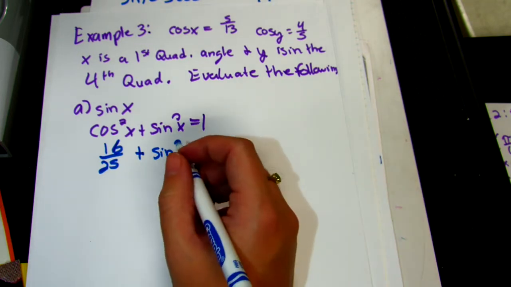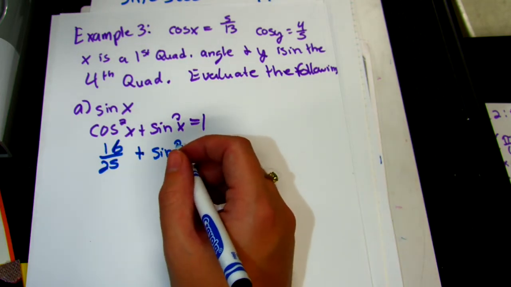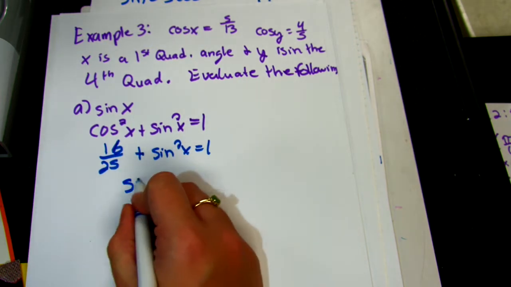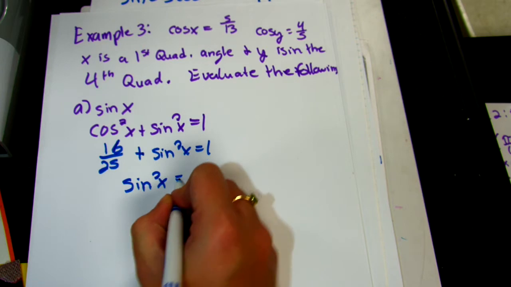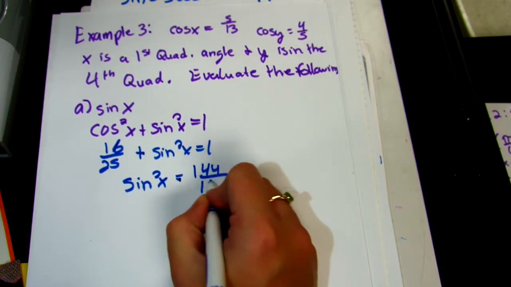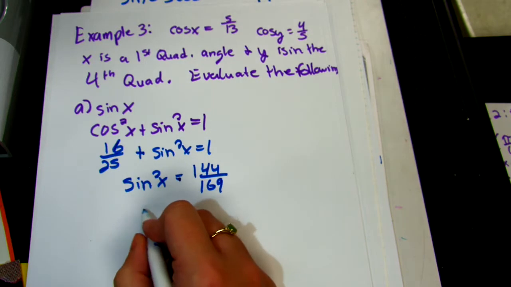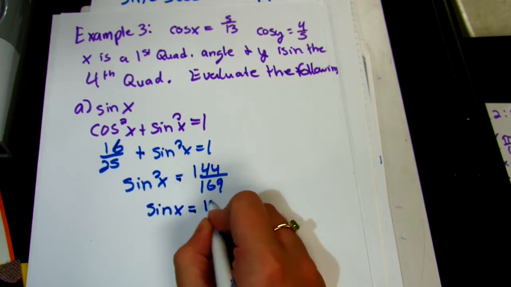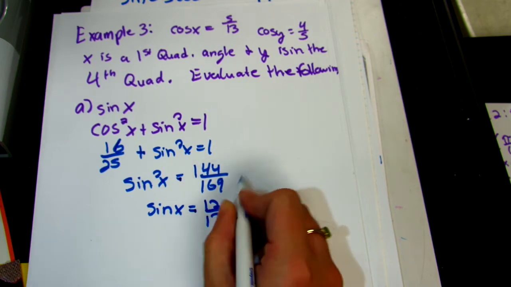Now we solve. We end up subtracting 16 over 25 from both sides, and that gives us some number, 144 over 169. Square root both sides, so sine of x is equal to 12 over 13.